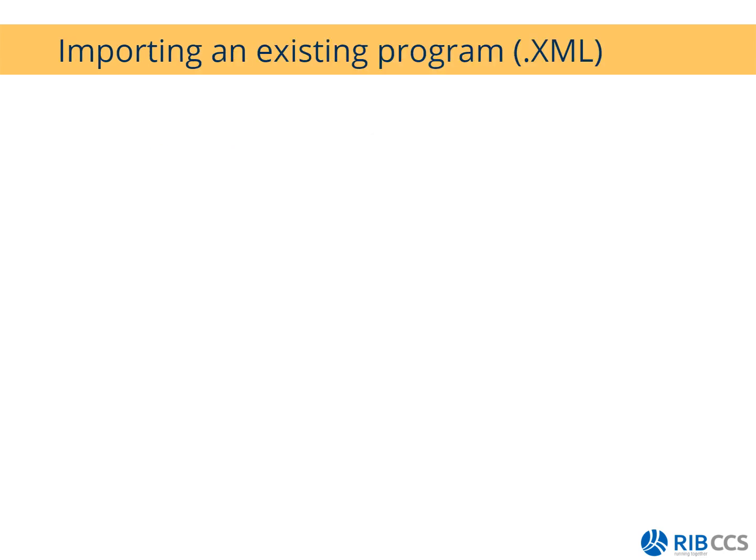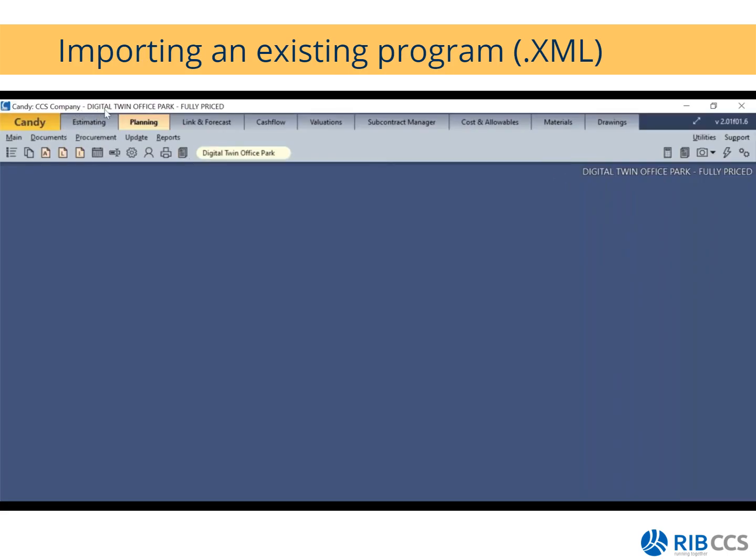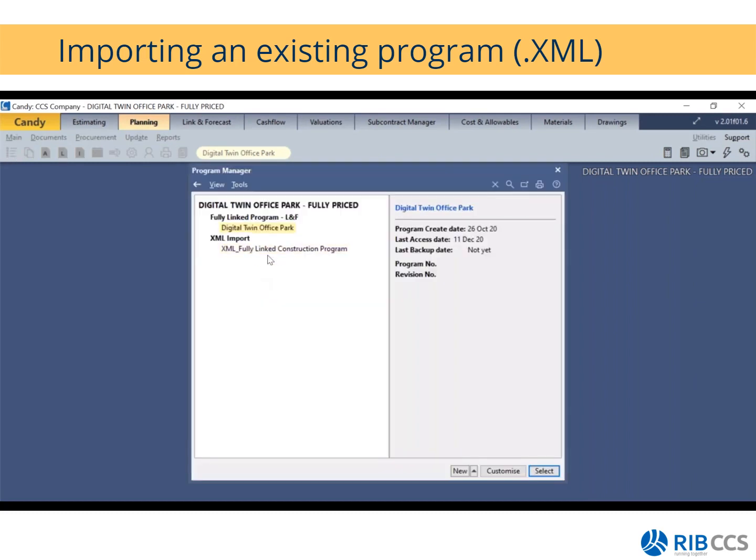First on the agenda, we have the importing of an existing program. I'm just going to switch over to Candy. You'll see that I have selected the Digital Twin Office Park. This job was fully priced by Brinley Webster. On my program manager, you will see that I have 2 existing programs. One is my digital twin office park. It's been fully linked, as well as linked to the estimate. And then I have my XML import, which is a fully linked construction program.